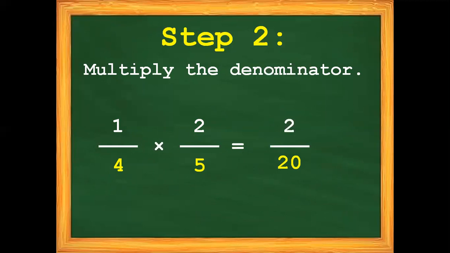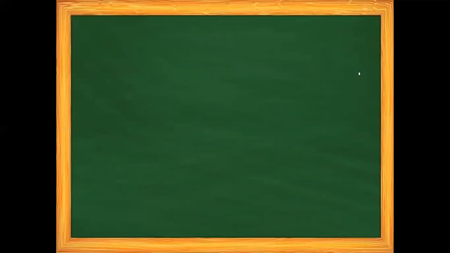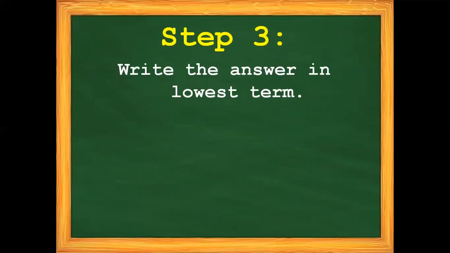So our fraction is 2/20ths. Step number 3, write the answer in lowest term. So we have 2/20ths. So let's get the factors or the prime factors of 2. Obviously, we have 2 because 2 is the only even prime number. How about 20? We have 2 times 2 times 5.